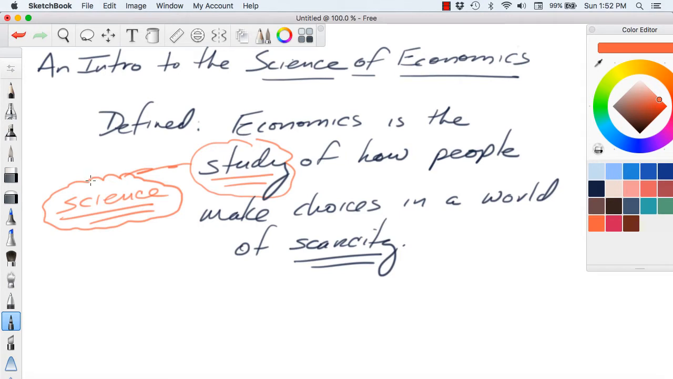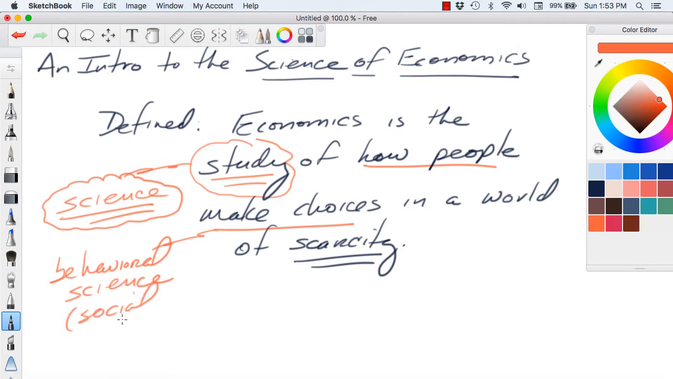Economics is supposed to be based on the facts, and those facts need to be discovered through a process of inquiry. So economics is the study of something, and it's really the study of how people make choices. If it's a study of how people make choices, it's really a behavioral science. Some people like to call it a social science, how people relate to each other. Not only how do people behave, but how do they relate to each other. And then another key idea in this definition is that we live in a world of scarcity.